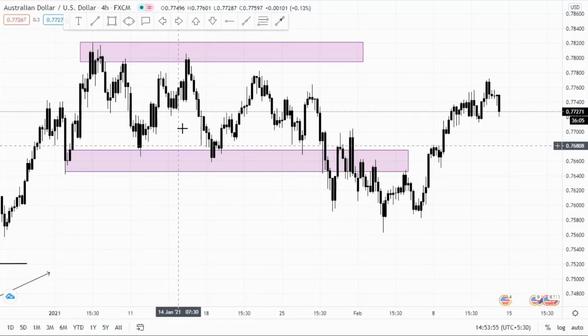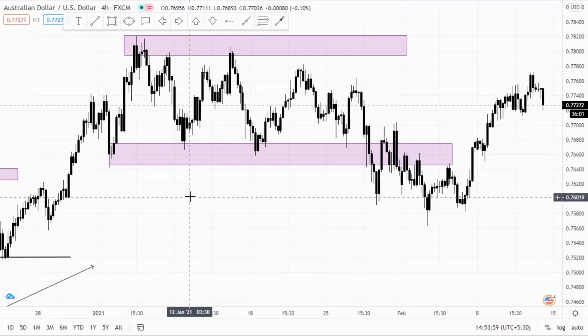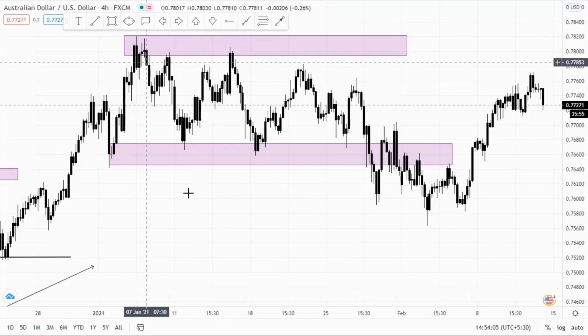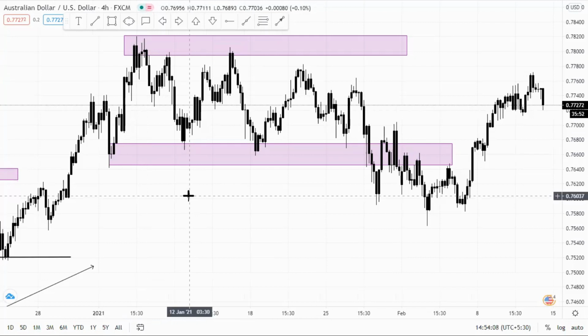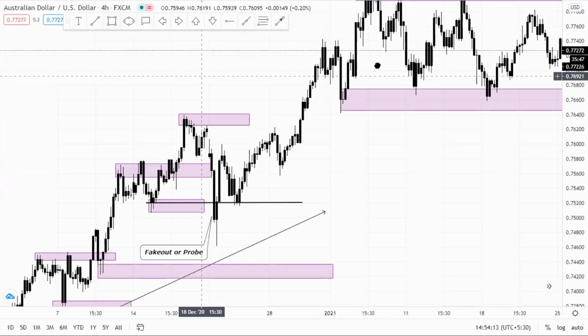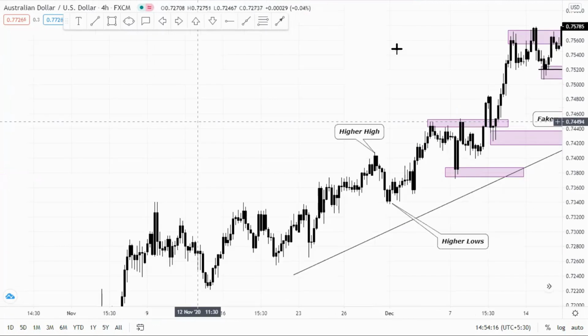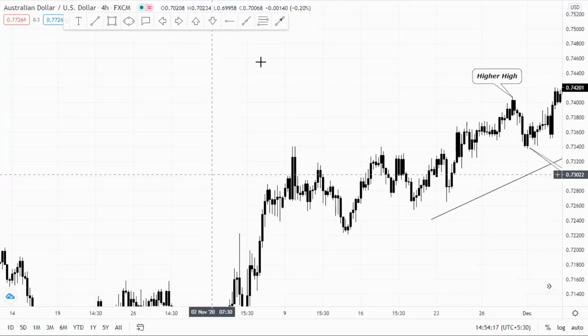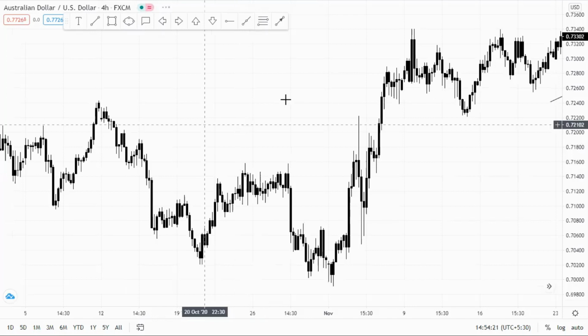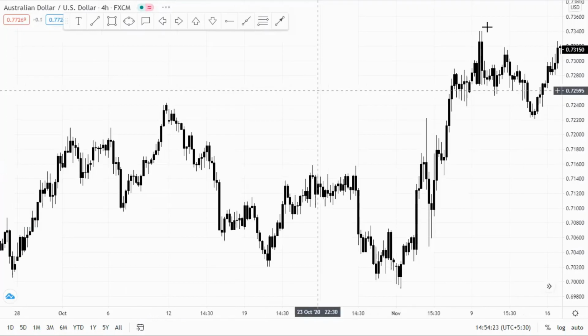So first, market structure is the key to everything. Market structure is the key to everything. Yeah. So you need to know what the markets are doing. Are they making higher highs, higher lows, or lower lows, lower highs in case of a downtrend? So let me look for a downtrend, so that we see the characteristics of a downtrend, or a market that is trending to the downside.